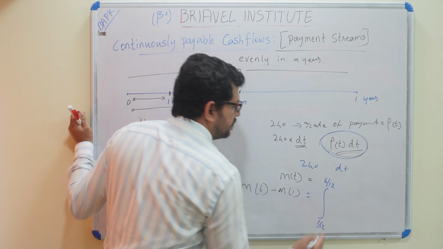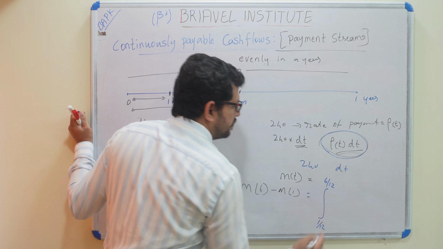In a small time interval, I am finding out 1,200 per day, how much you will get. So I multiply 1,200 by 1 divided by 365 and I get 3.29. So my payment per day will be 3.29, that is, per day I have to pay 3.29.